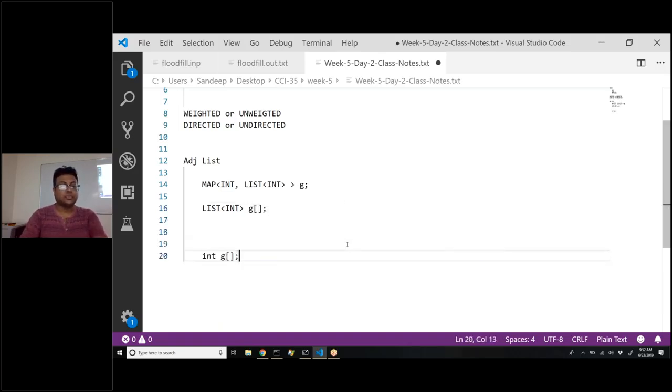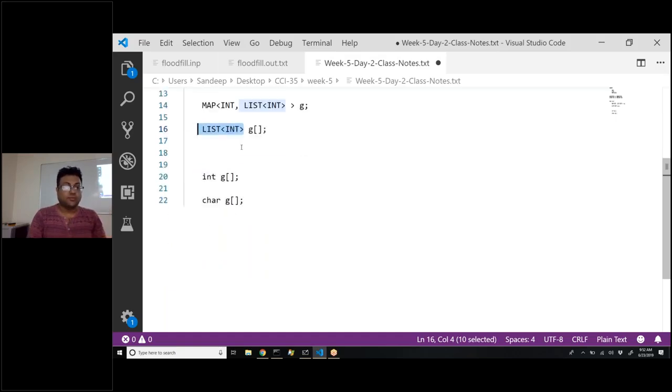So when we say int G, this is what we were discussing last time. This is an integer array. When we say char G, this is a character array. When we say list int G, it's an array which contains lists of integers, right? So if we have to do coding problems in a simpler way where we are writing the code from the main function itself, we can stick to a very easy notation, and most of the problems fall in this category.